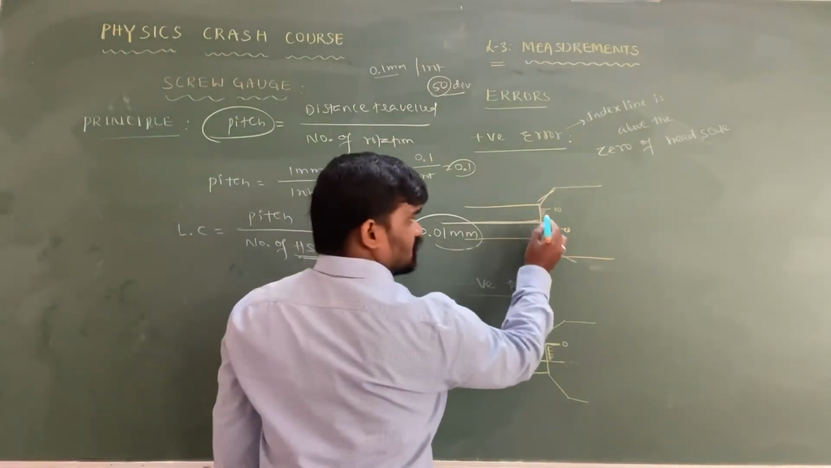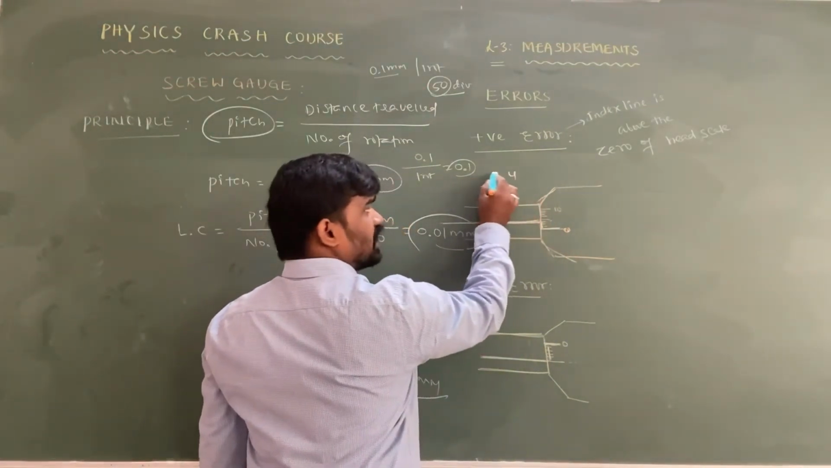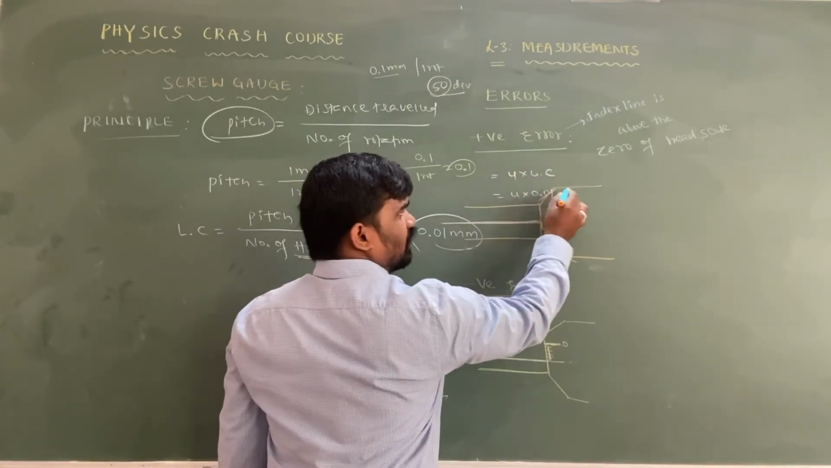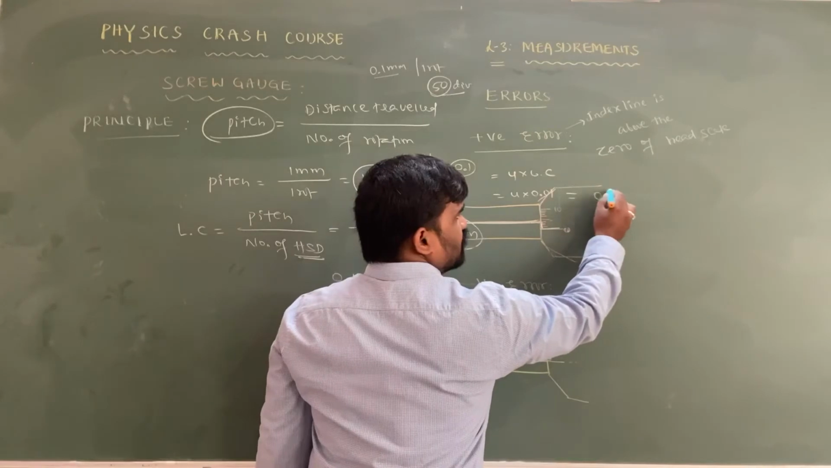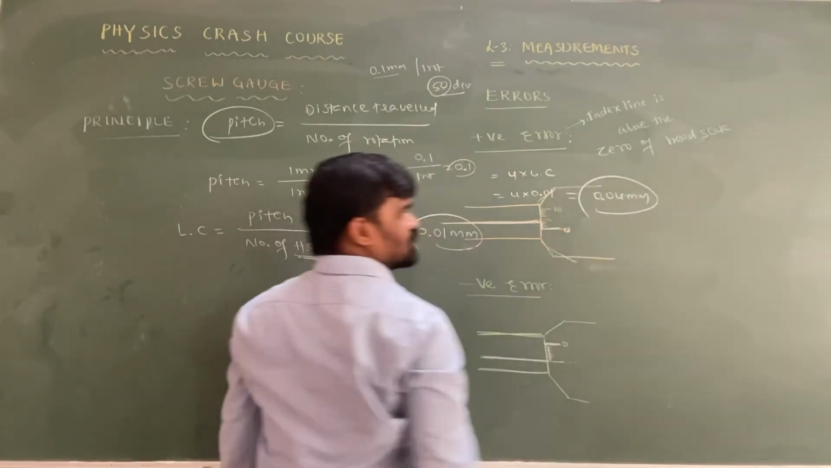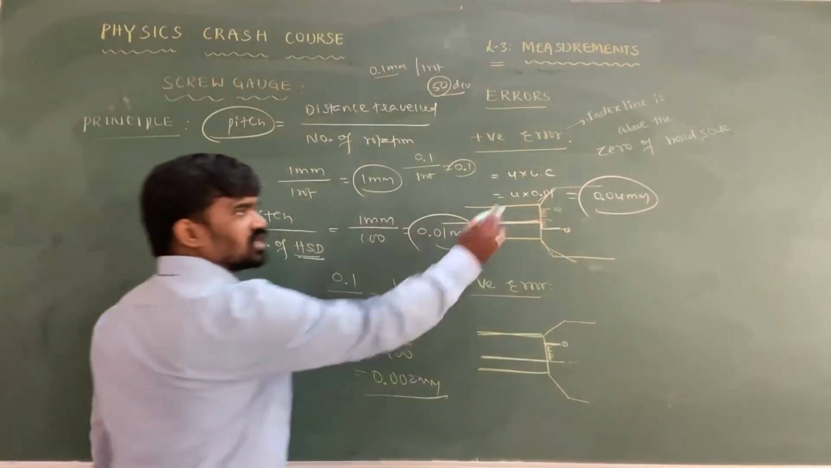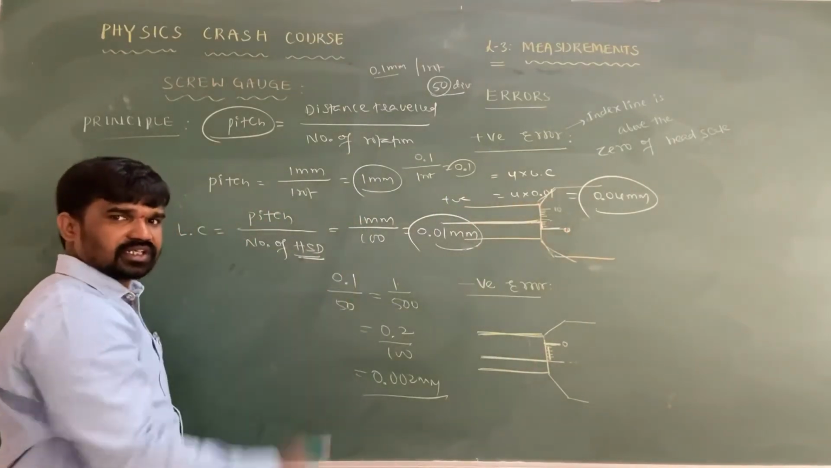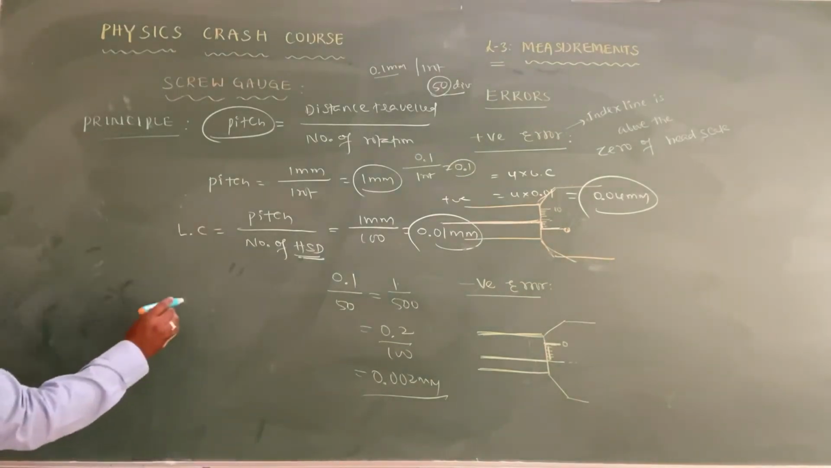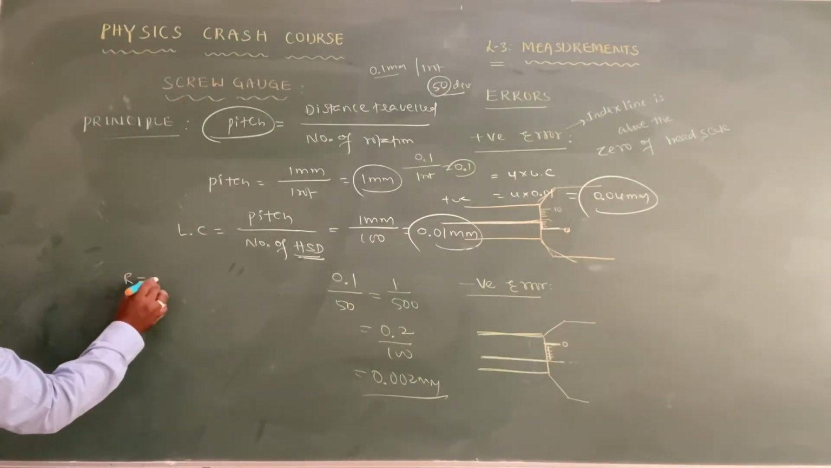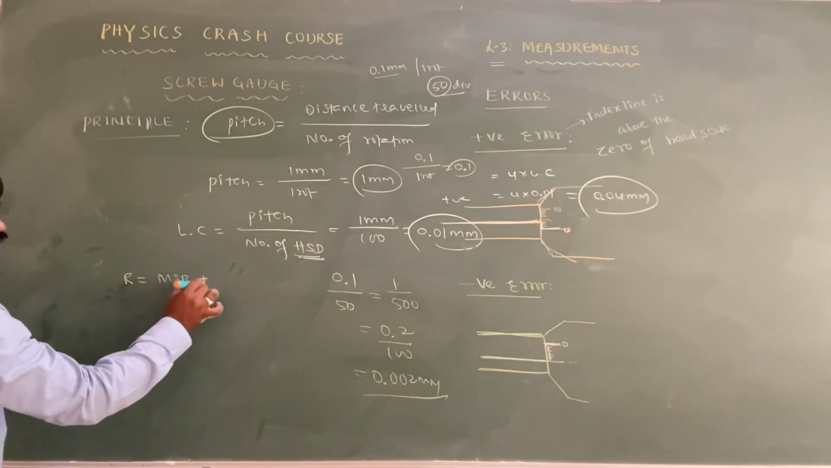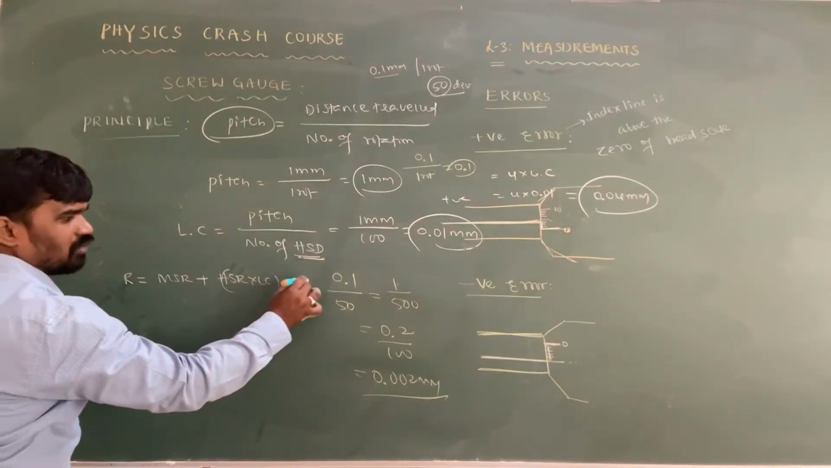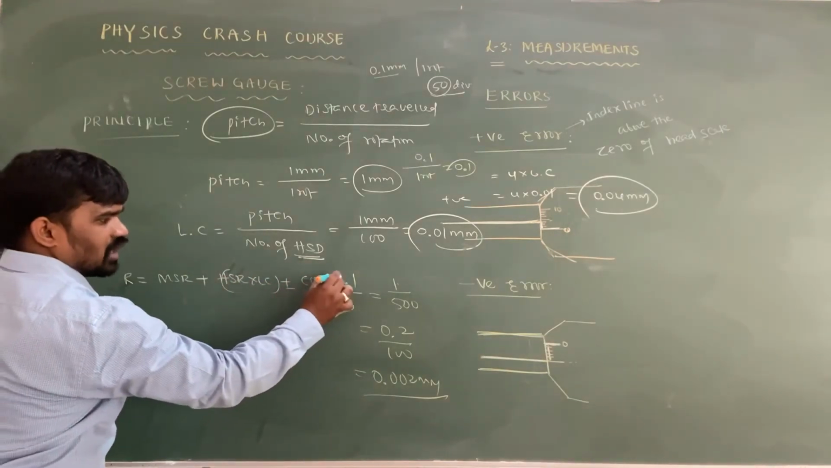Here, say it is the fourth division. Positive error equals 4 into the least count, so 4 into 0.01, which is 0.04 millimeter positive error. Positive error means the correction is negative, and negative error means the correction is positive. With the screw gauge we also have a formula: Reading equals MSR plus HSR into least count, plus or minus the correction.